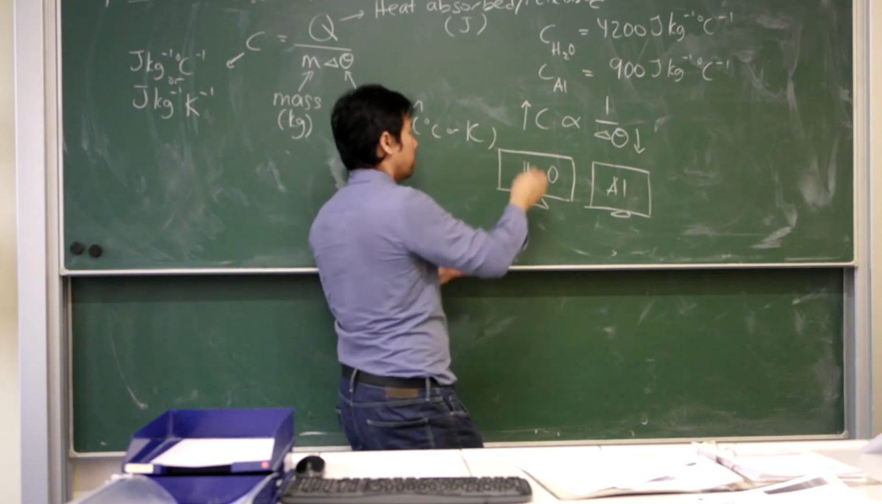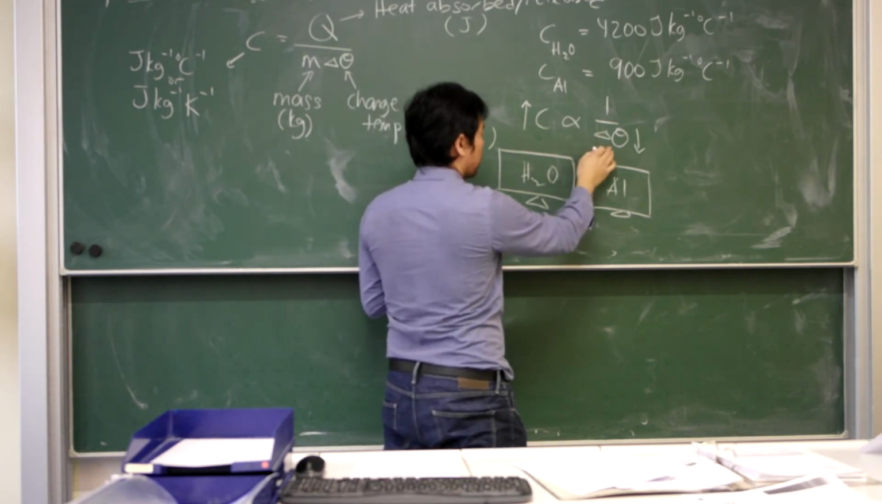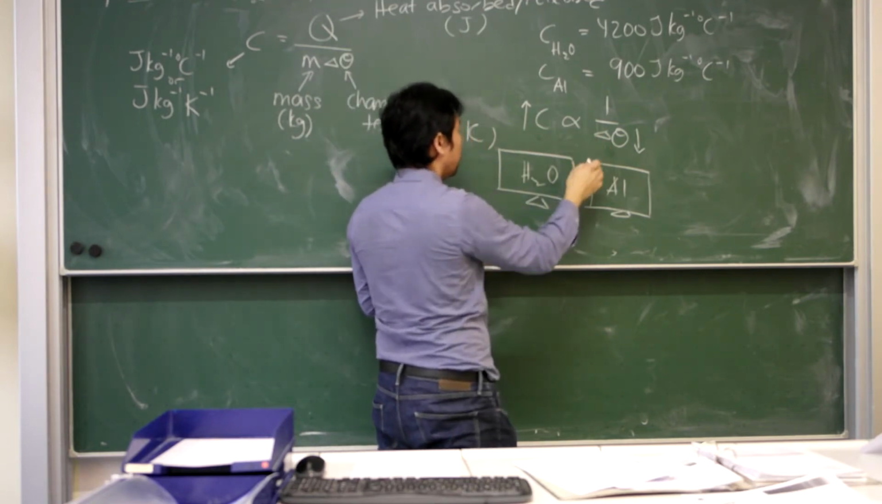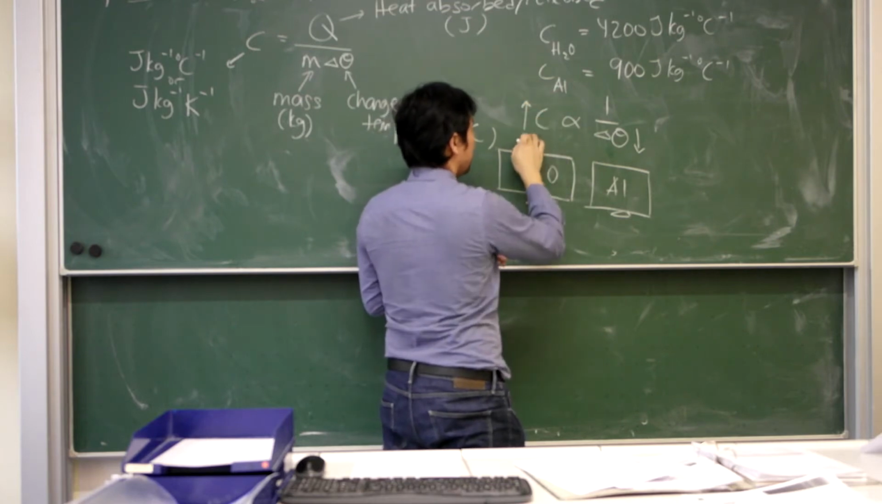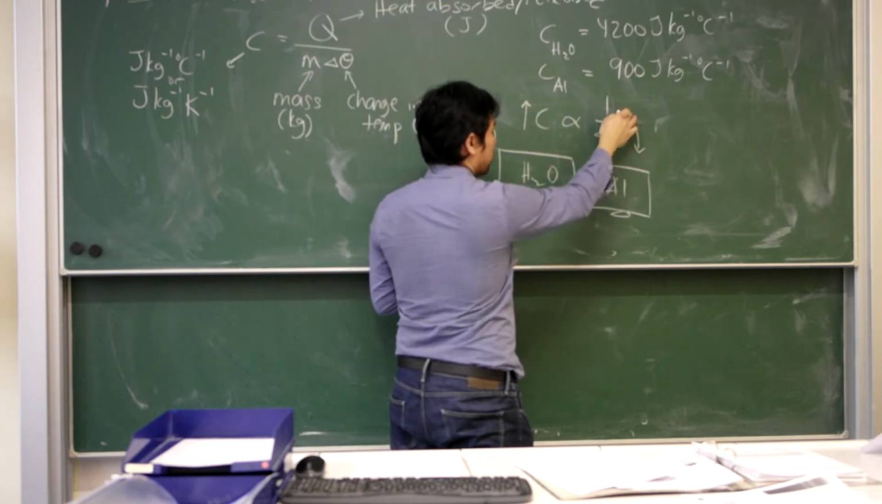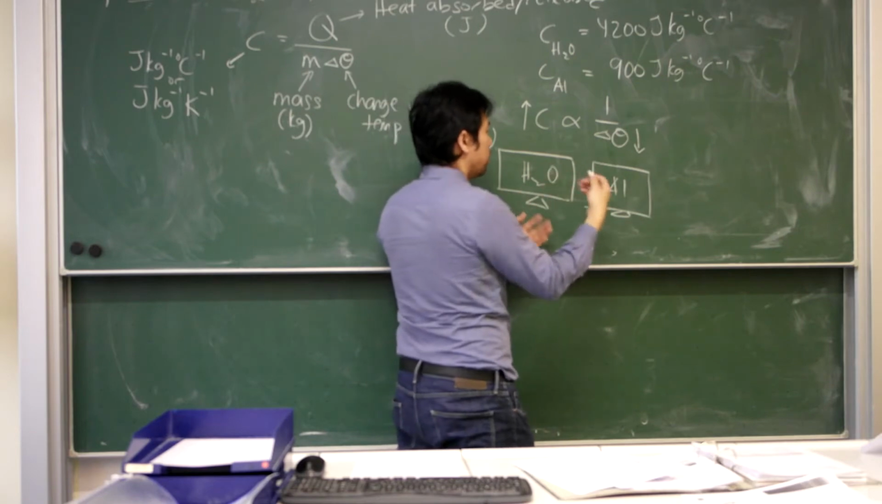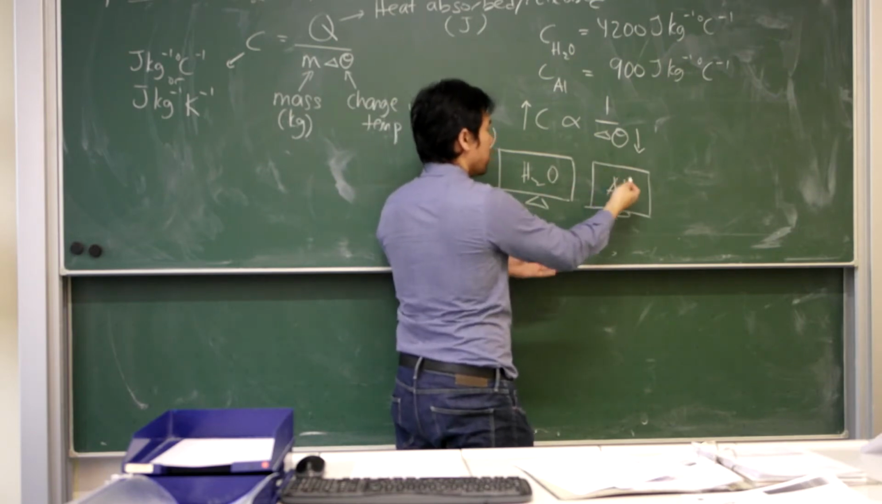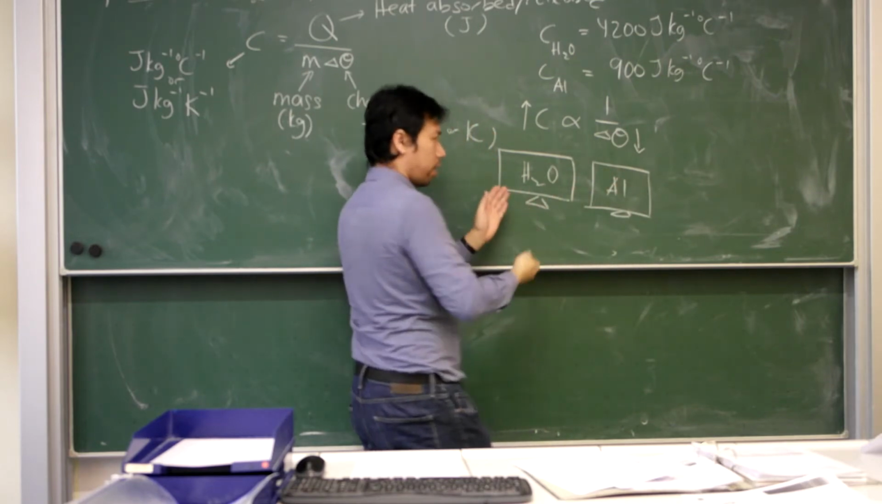Alright, so specific heat capacity is inversely proportional to temperature change. The lower the C, the higher the change in temperature. So therefore, you need a lesser amount of heat to heat up aluminium as compared to water. Okay, is it clear, guys?